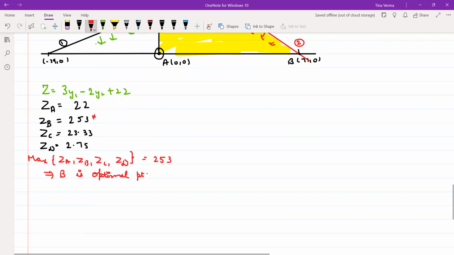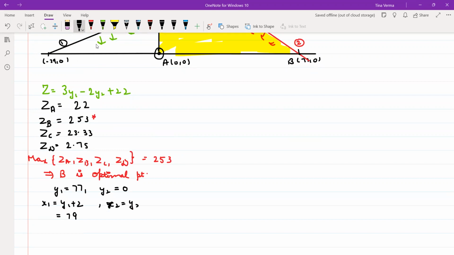अगर B मेरा optimal point है, तो मेरा यहाँ से y1 कितना था 77 and y2 was 0. That means x1 was y1 plus 2, so 77 plus 2, that will be 79, and x2 was y2 minus 8. So this is your point.